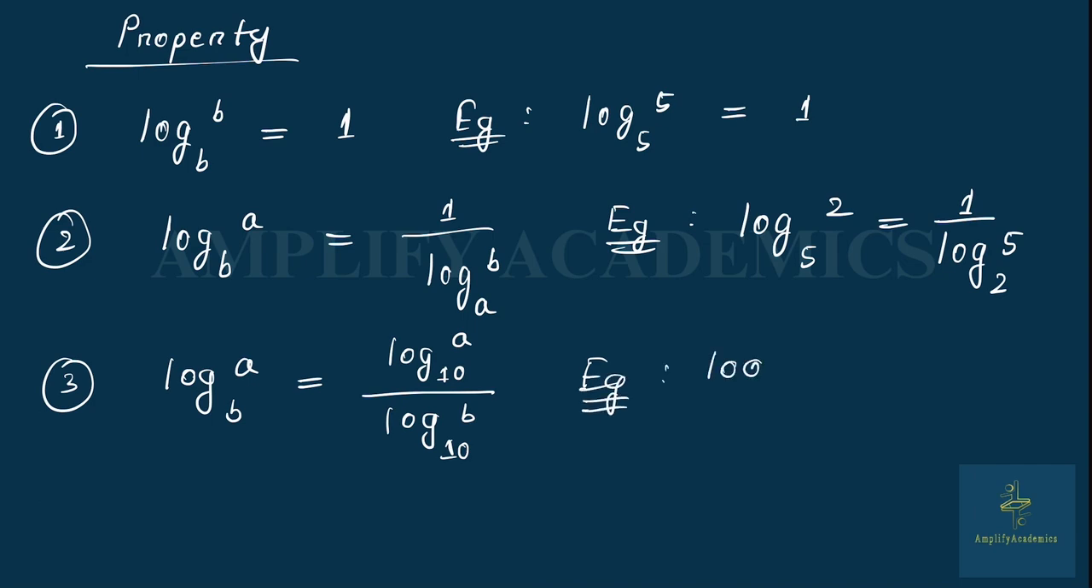Let's say log base 5, argument 2, is log base 10, argument 2, over log base 10, argument 5.